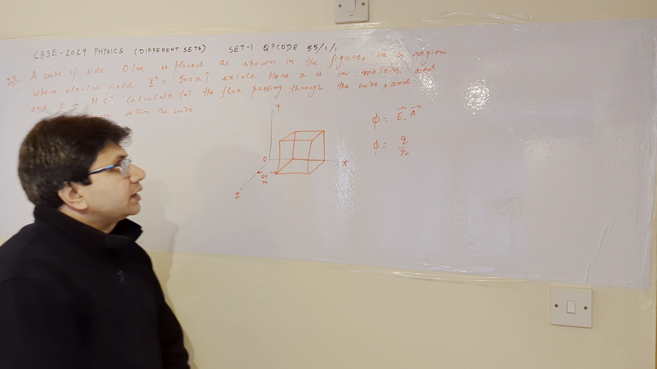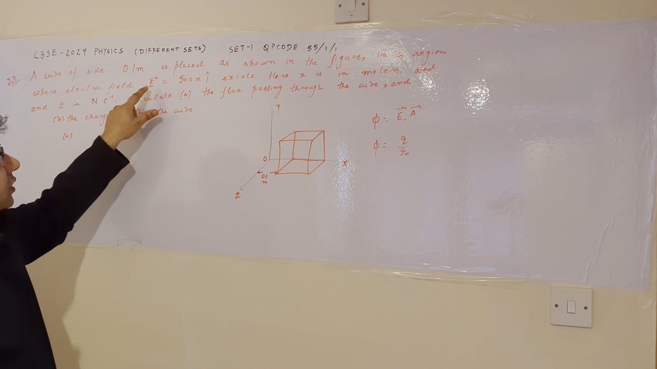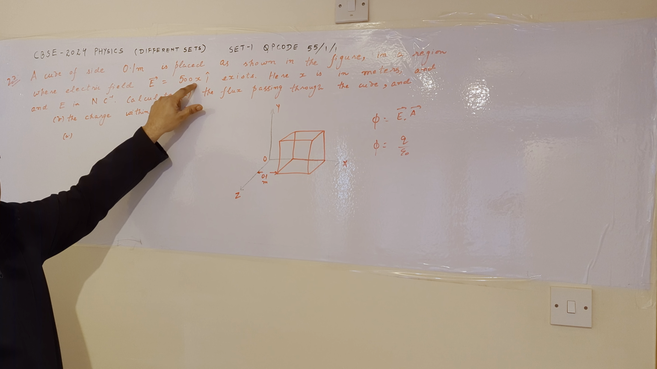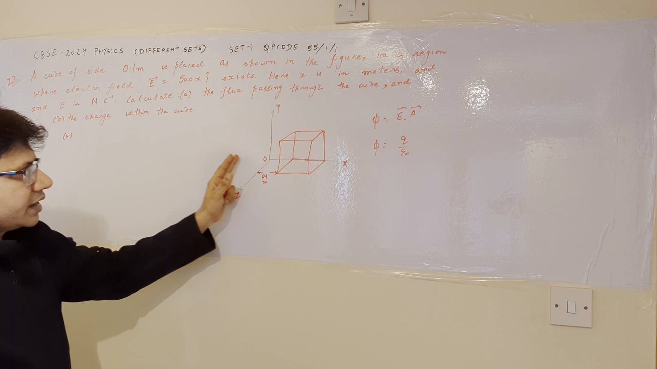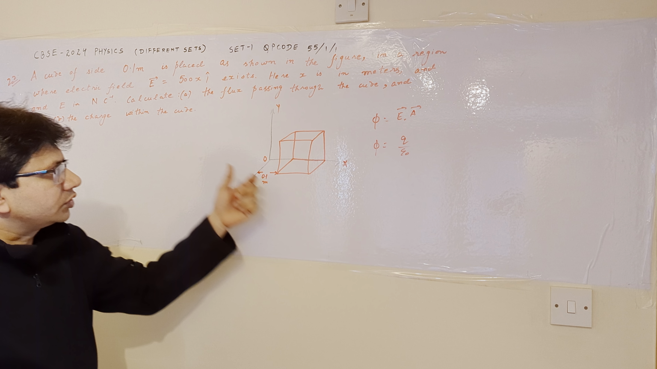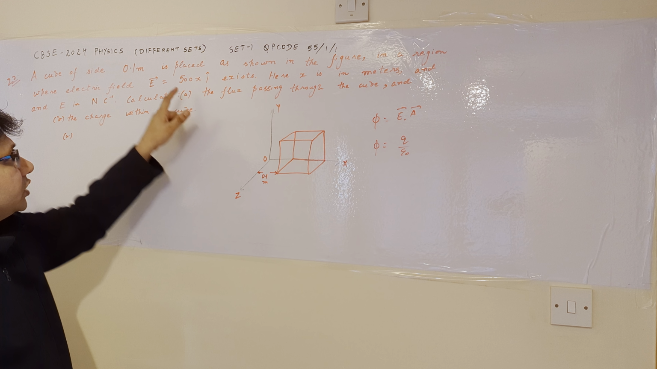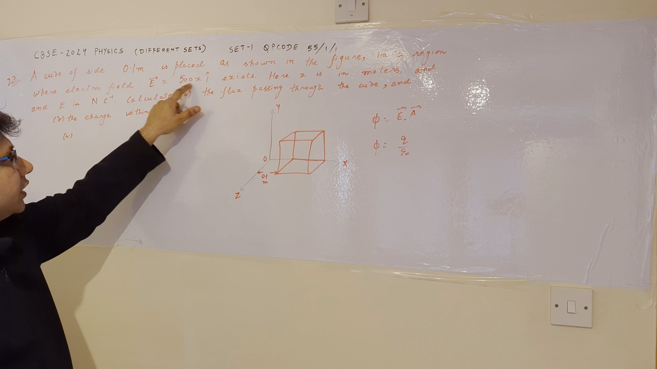Now if you see, the electric field is given as 500 x i cap. This x denotes that the electric field is position dependent. It is a variable kind of electric field. As x varies in the positive direction, the electric field increases because it is 500 times x. So it is a variable electric field.